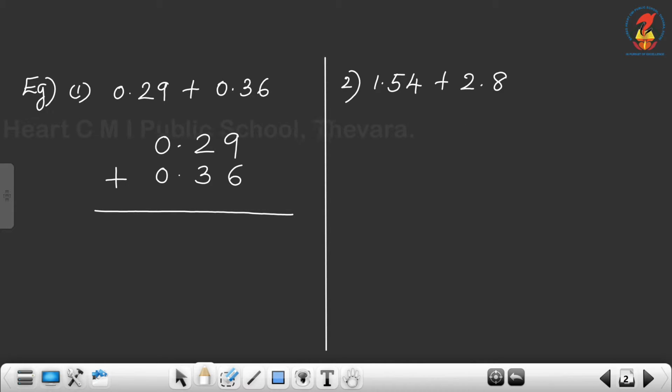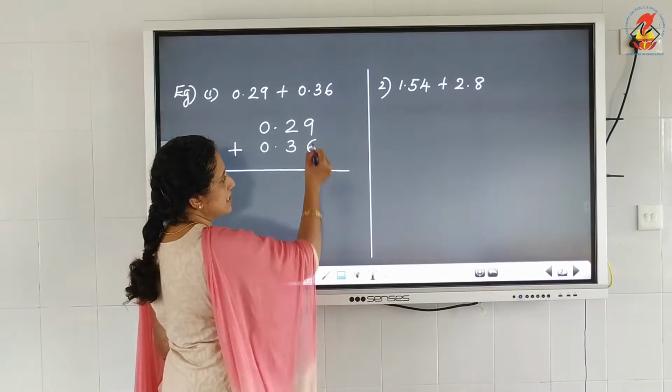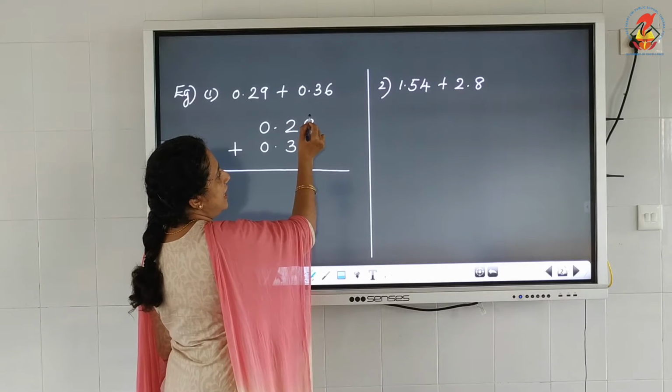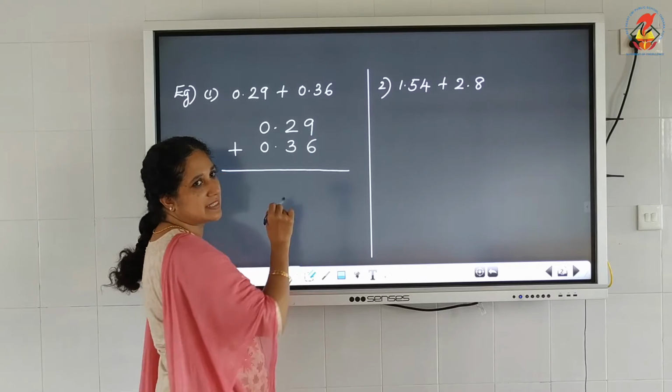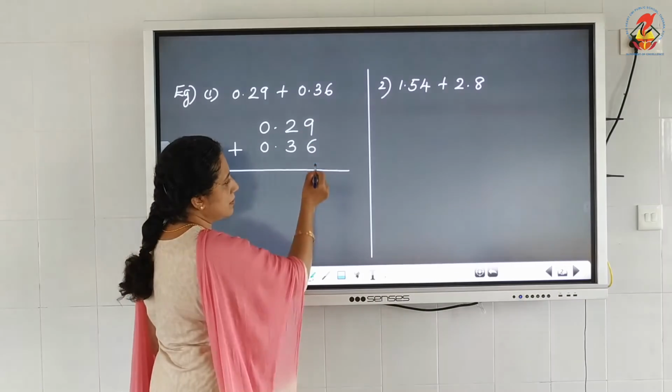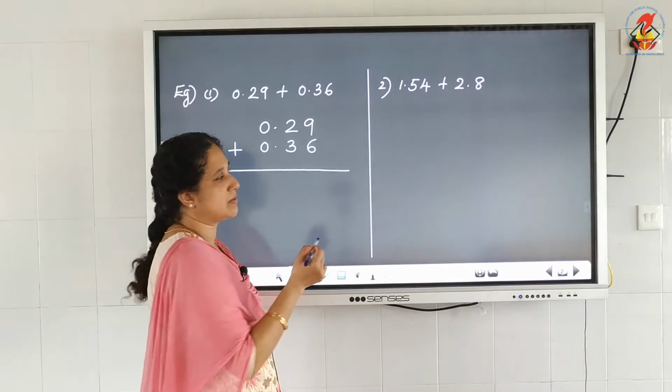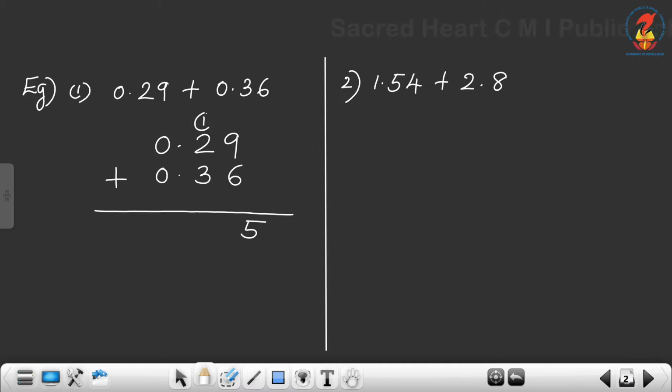Starting from the right side, first you have to start from the decimal part. Here we have 10th, 100th. So the maximum place is the 100th place. So you start from the 100th place onwards. 9 plus 6. What is 9 plus 6? 15. Carry over 1. 3 plus 2, 5. 5 plus 1, 6. Next comes the decimal point. Put the decimal point. Then the whole number part: 0 plus 0, 0. Therefore, what is the answer? 0.65.